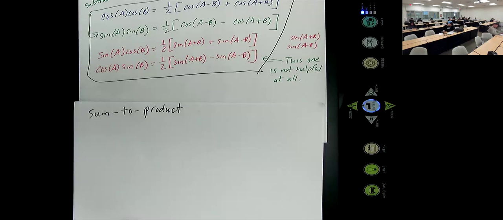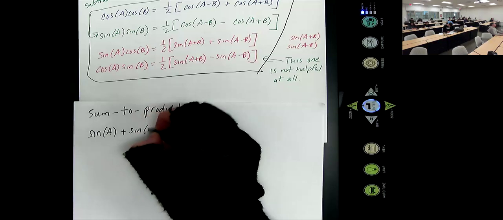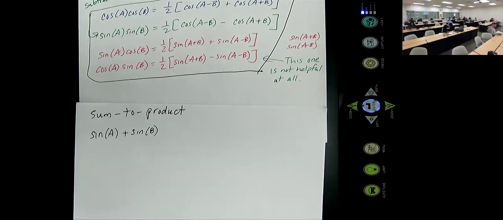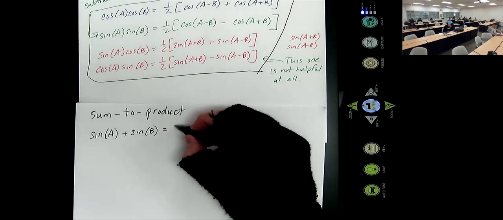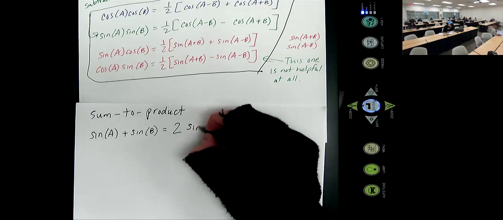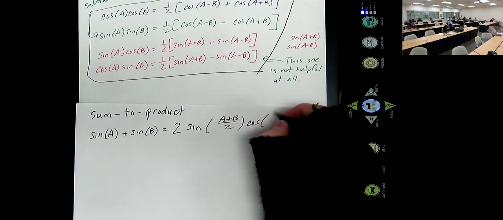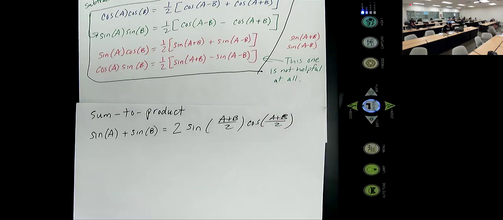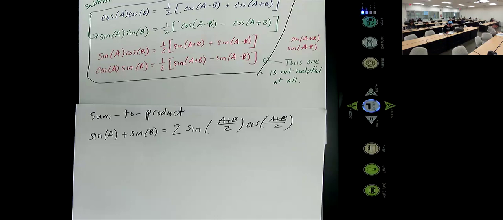These are sum to product, where we start off with sine A plus sine B. And this kind of involves half angle formulas going on here. This is 2 sine of (A plus B)/2 cosine of (A minus B)/2. I'm just writing them down so that you've seen them, I've taught them to you, and that way you'll know what to use when they show up on the homework.